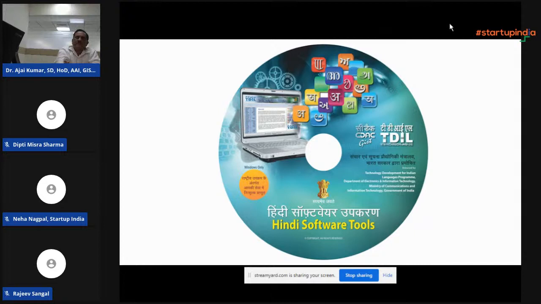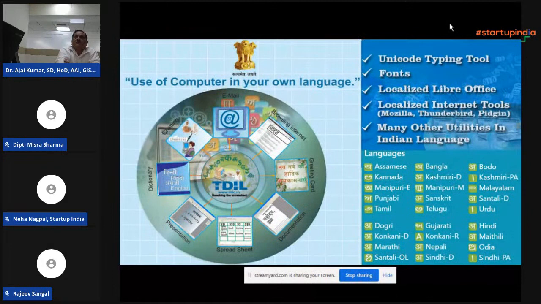We have delivered these CDs to all the public, free of cost, sponsored by MeitY, to all the public on their request. These are the 22 languages CDs which have been displayed now.